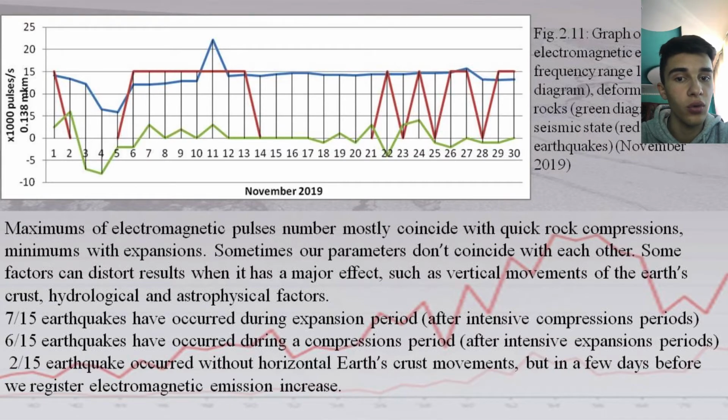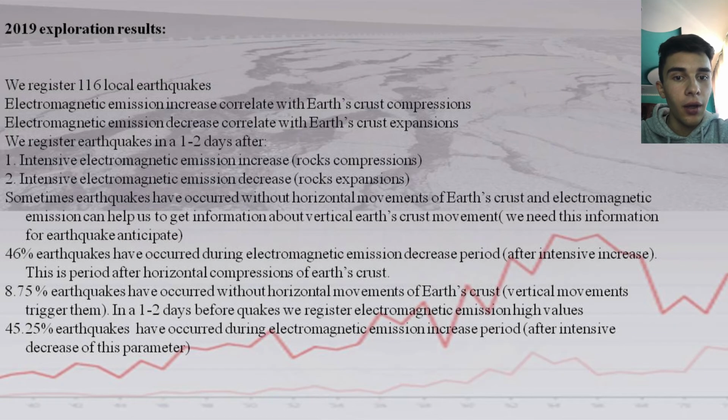Seven earthquakes occurred during electromagnetic emission decreasing periods after intensive increasing periods. Six occurred during an increasing period after intensive decreasing periods. Two occurred without horizontal crust movements, but a few days before, we registered electromagnetic emission increasing. Going to the results, we get positive results. Research supports our hypothesis about using electromagnetic emission in seismic explorations.